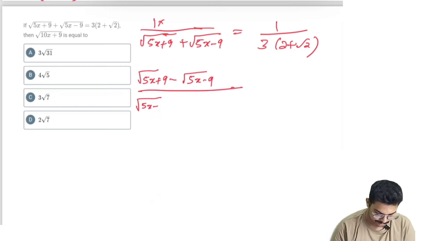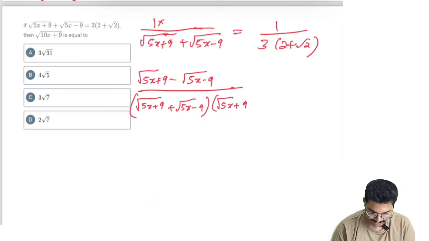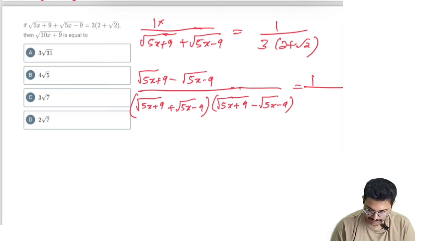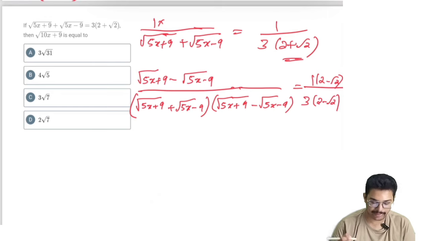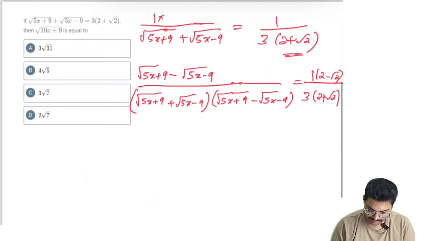root of 5x plus 9 plus root of 5x minus 9 into root of 5x plus 9 minus root of 5x minus 9 is equal to 1 by 3 into, and just taking the conjugate of this value only, it will be 2 minus root 2 and here also 2 minus root 2. So here already 2 plus root 2 is there, I am multiplying with 2 minus root 2.